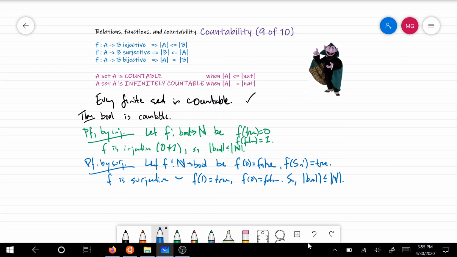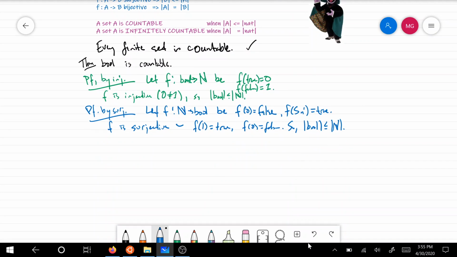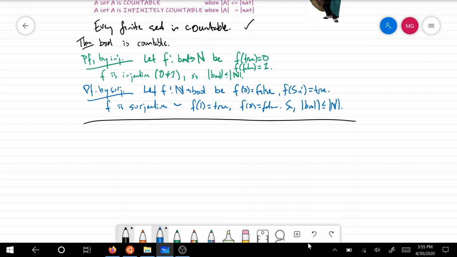Okay, cool. So that's for finite sets. That's not the most interesting. The most interesting is infinite countability. So let's think about that. There's a couple of sets I want to look at. One of them is the set n plus, those n greater than 0. This is also known as positive numbers.